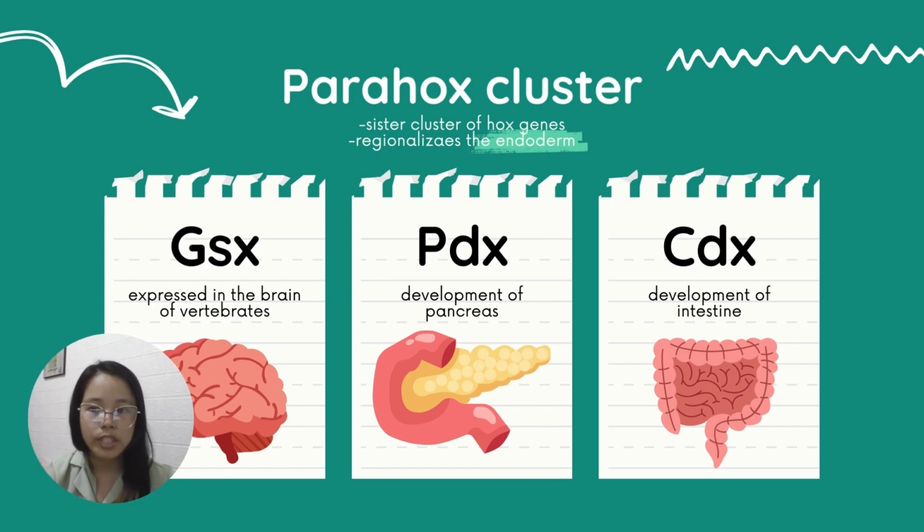In humans, mutations in the GSX and PDX genes have been linked to a number of developmental disorders and diseases, including diabetes and cancer, while mutations in the CDX gene can lead to abnormal development of the intestine and a range of gastrointestinal abnormalities.